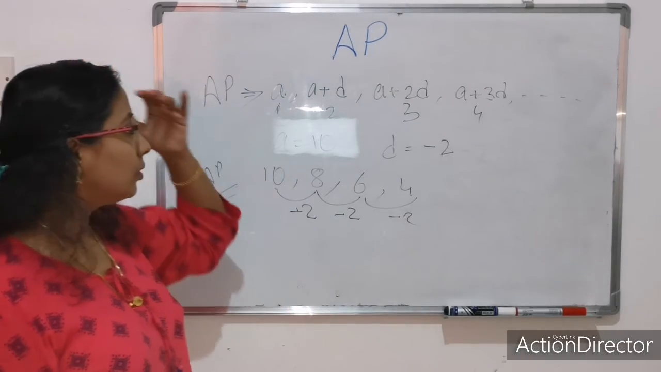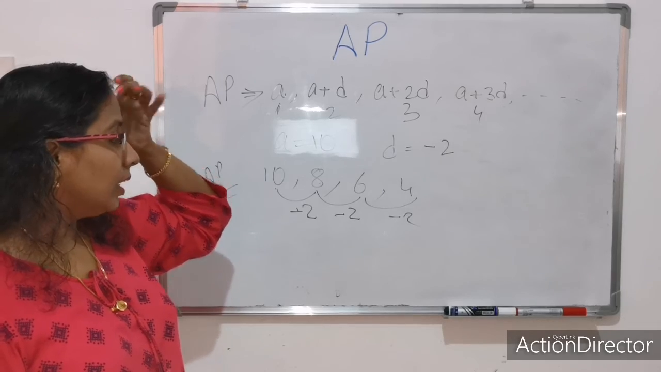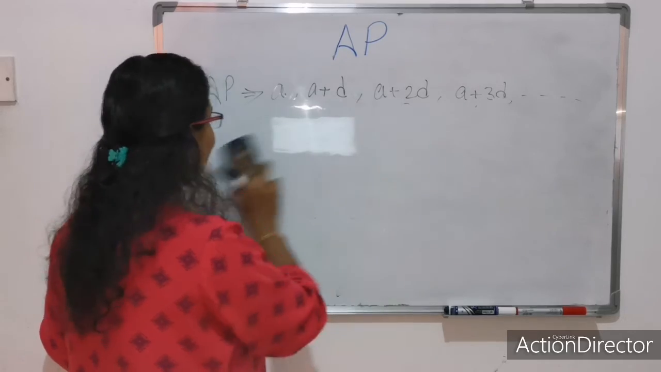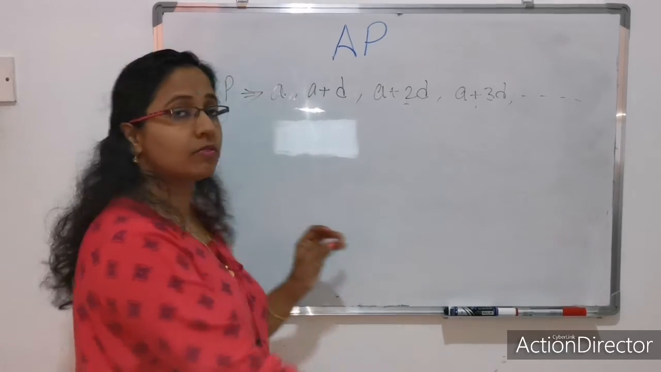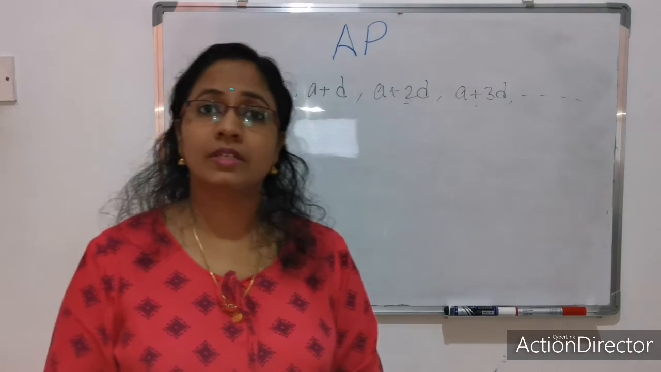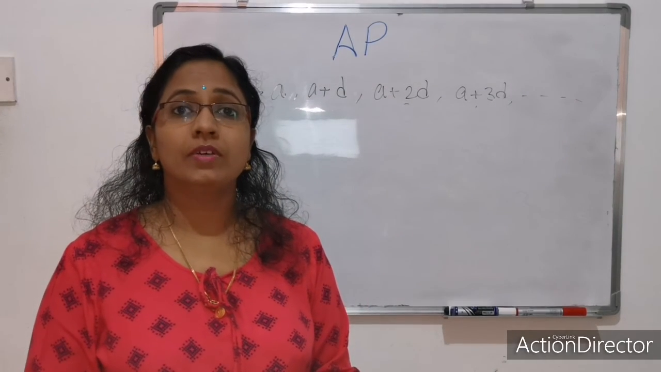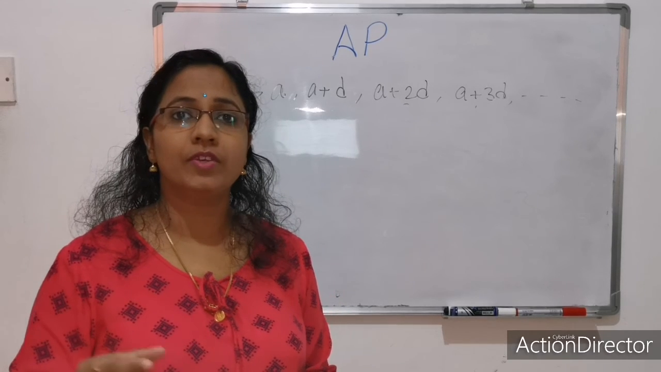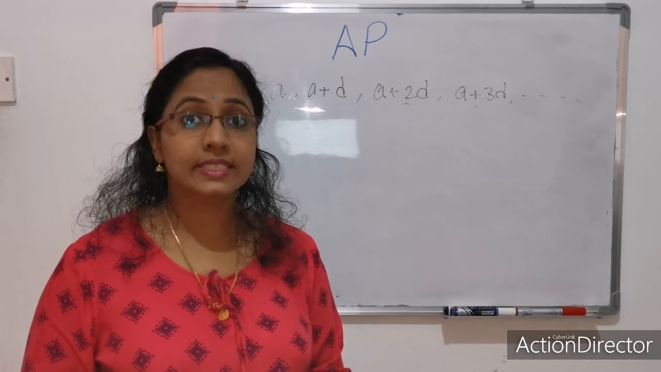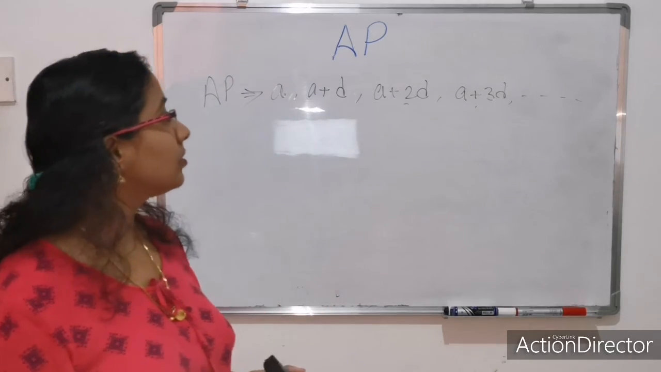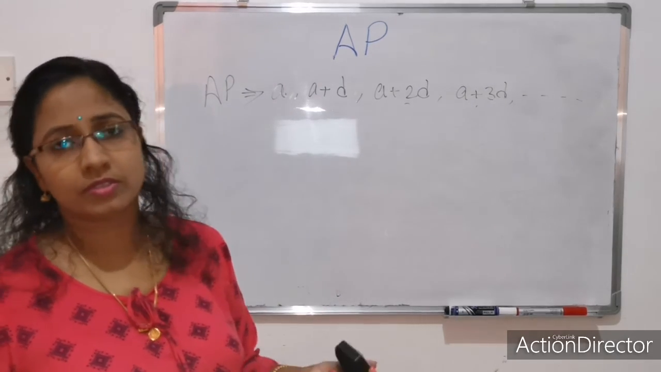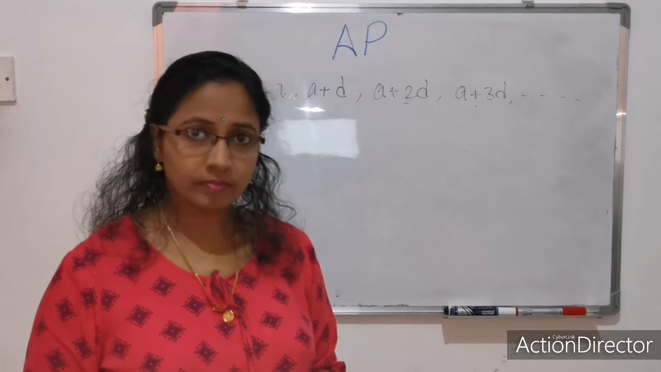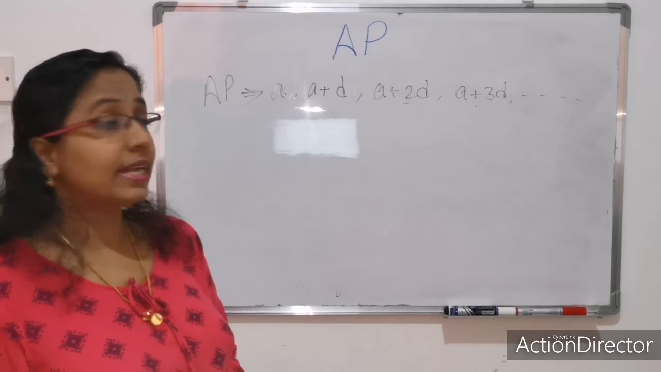So this is the general format of any AP. AP is a sequence where every consecutive pair of numbers has exactly the same difference. The difference between every consecutive number is the same. Of course, if the difference is the same, then it will be in a particular order only. Fine. Okay, so that's it.